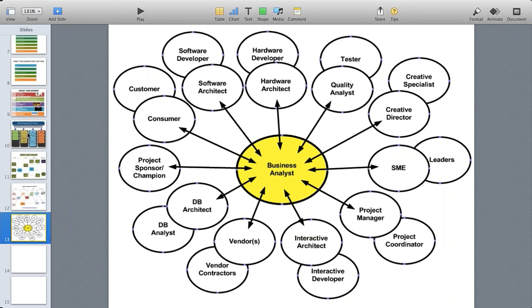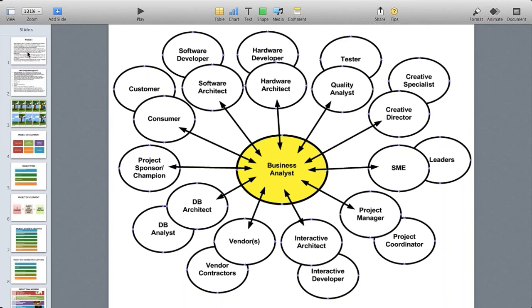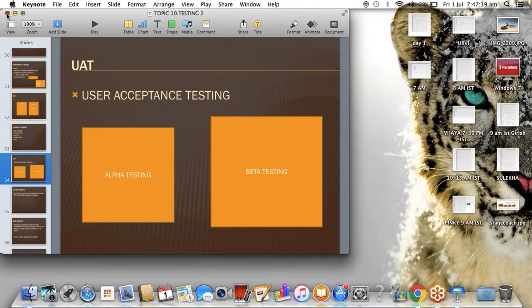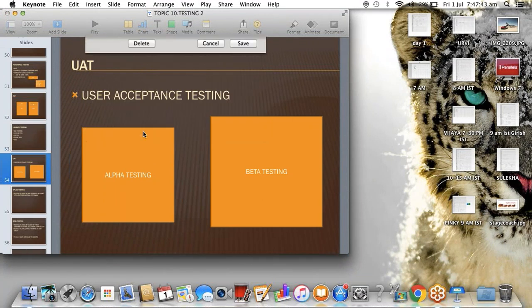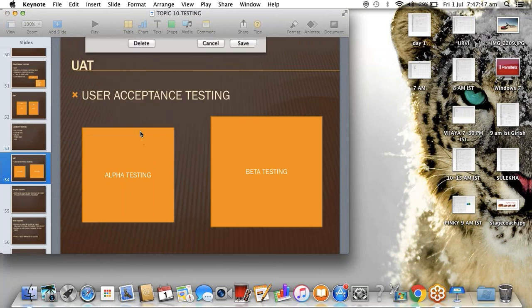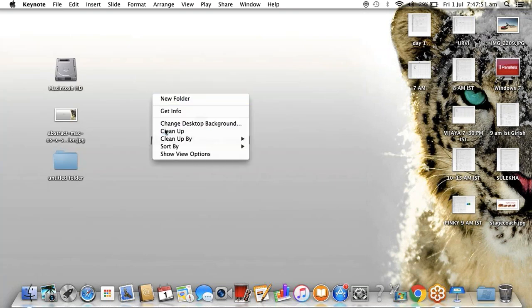Any doubts here, Sheila? No, nothing else. So we are done with this topic, just go through the recording. And tomorrow we'll jump into the use case document and use case diagrams, and then we'll jump into requirement gathering.